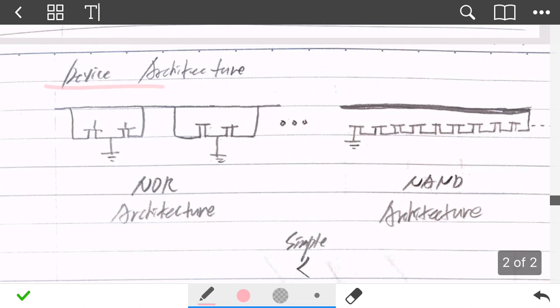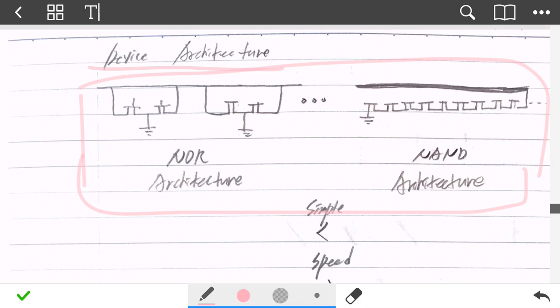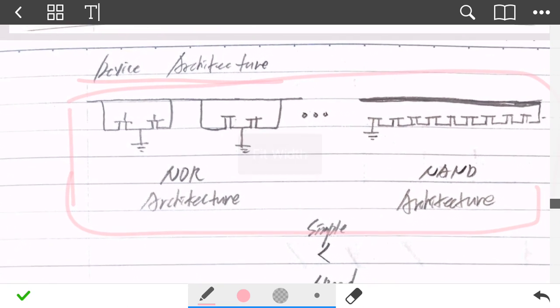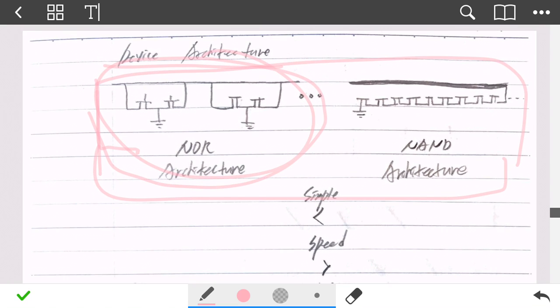And we learned device architecture. This picture is the NOR gate memory and NAND gate memory structure. NOR gate architecture memory is more complex than NAND gate, like this. So NOR gate architecture memory occupies more space. NOR gate architecture memory is faster than NAND gate.